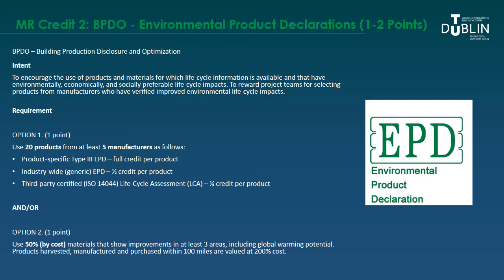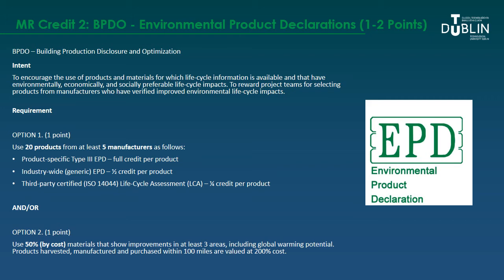In this second credit, you get 1 point if you use 20 products from at least 5 manufacturers, and there are different levels of credit available here. Where you use a product specific declaration, actually it's the third one down, I'll start with the worst one, where it's third party certified, and it's a life cycle assessment. It's a publicly available system, and it's been reviewed but not necessarily verified, and that's the difference, I suppose. So that's why they only get 1/4 of a credit per product like that. So they're in some kind of scheme, but it mightn't necessarily be a very stringent, robust or verified one.